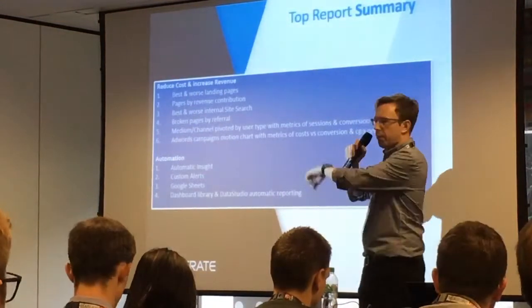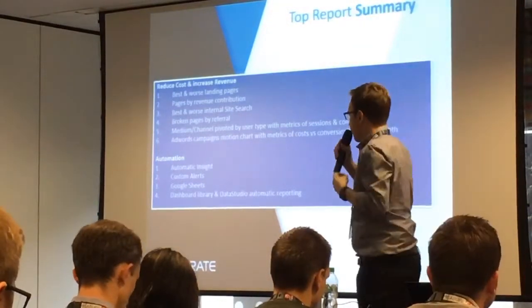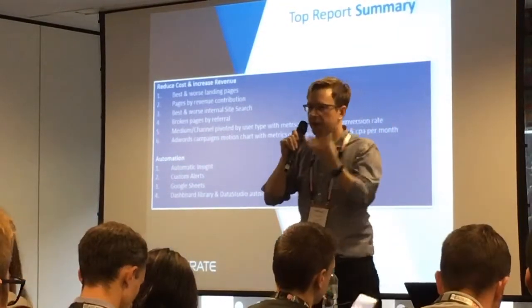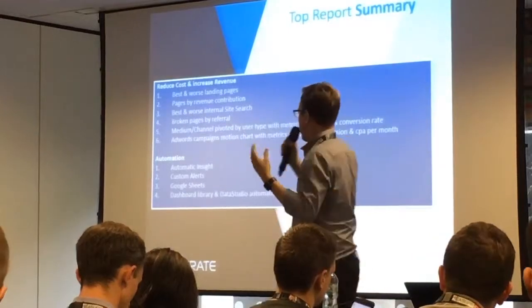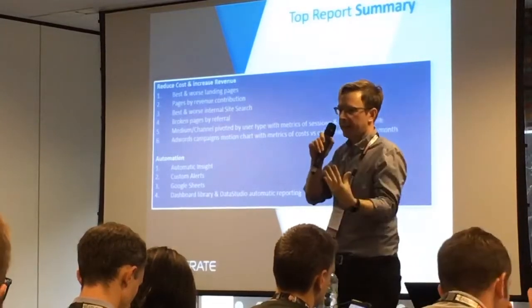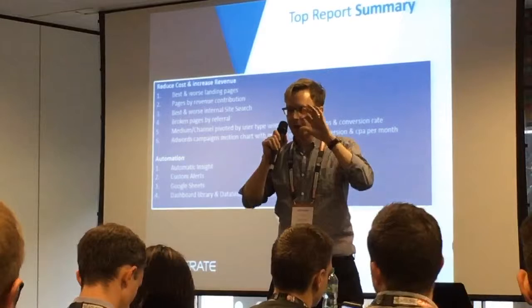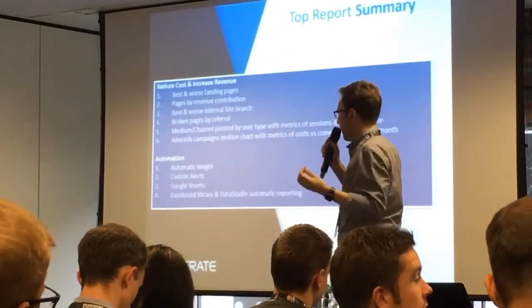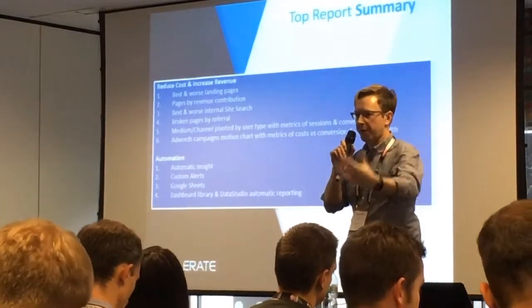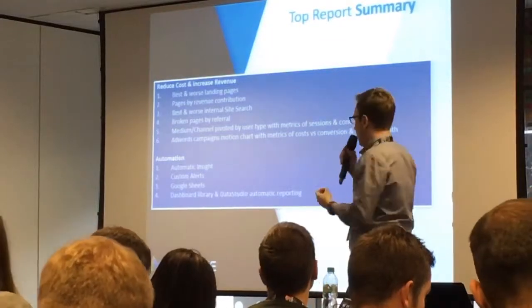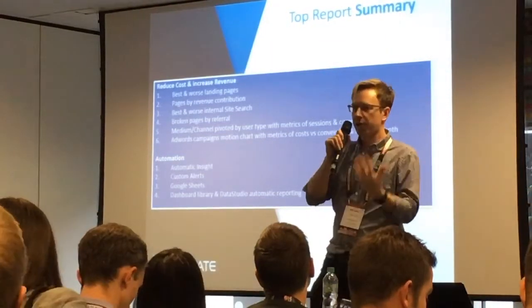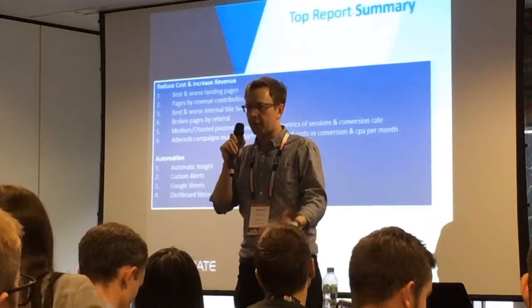So these were a summary of the previous slides. Yeah. So when I say automatic insight, I mean the intelligent alerts. It's like something's bubbled up. Custom alerts are where you manually say, alert me if this happens under these conditions. Google Sheets in terms of physically setting up and emailing you, so automating and saving time. And the dashboard library by crowdsourcing other people's work, and again, saving time and saving cost.